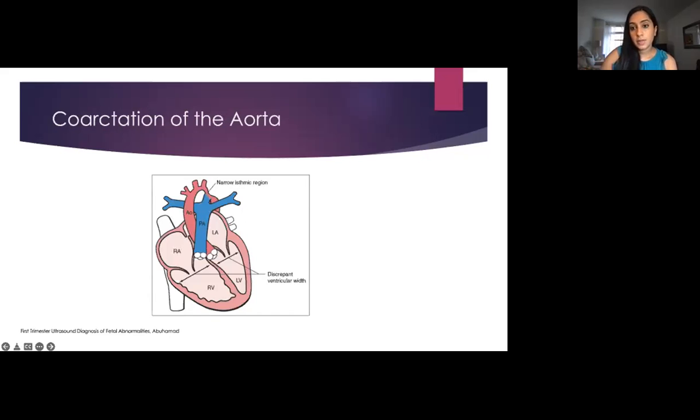So next, we're going to talk about coarctation of the aorta. This usually involves narrowing of the aortic arch, typically located at the isthmic region between the left subclavian artery and the ductus arteriosus. This is a common anomaly. It accounts for about 5 to 8% of congenital heart disease, and it can be classified as simple when it occurs without important intracardiac lesions and complex when it occurs in association with significant intracardiac pathology.